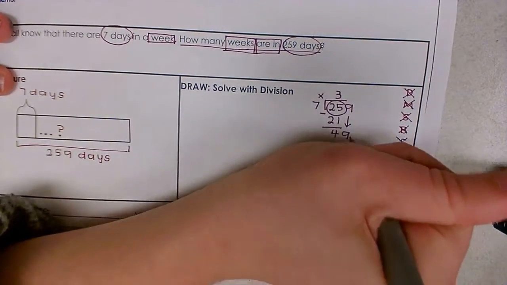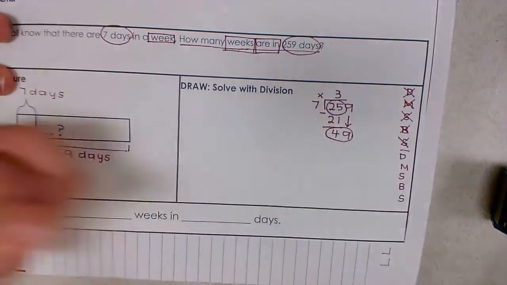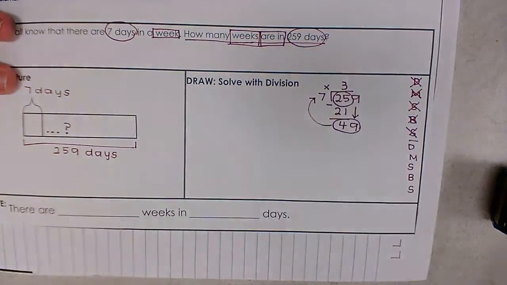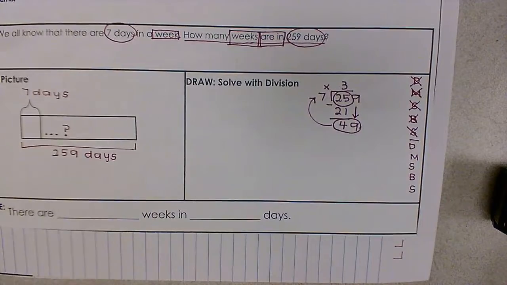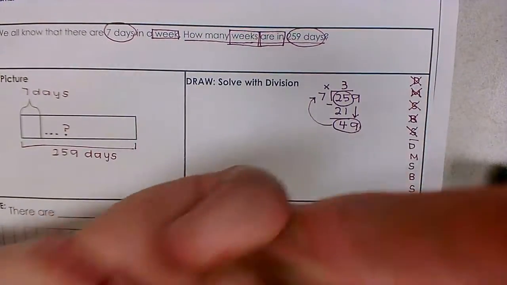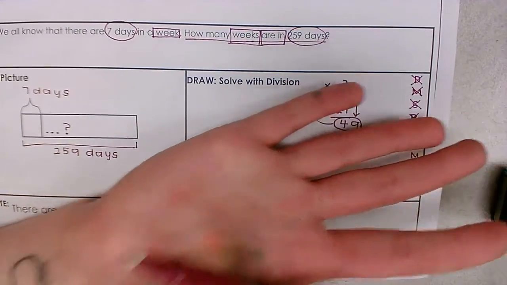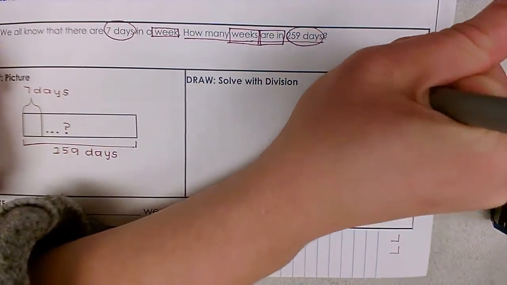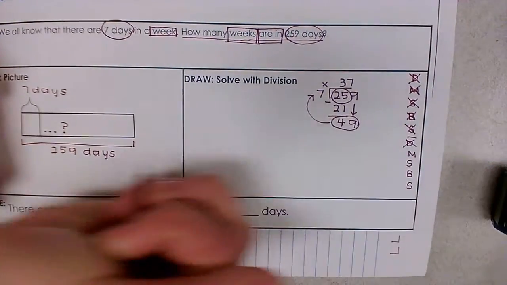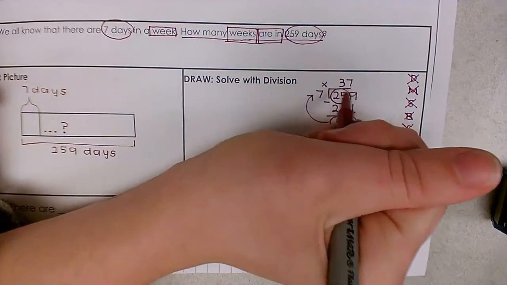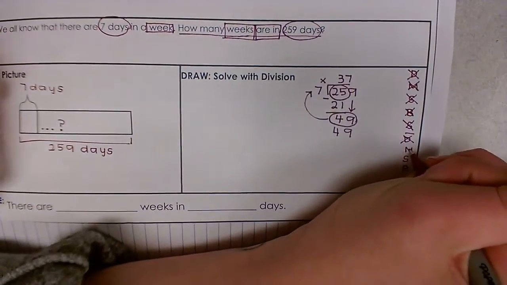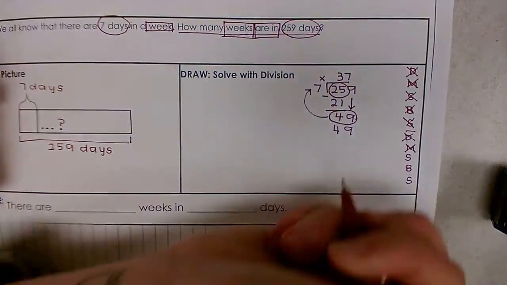When I start over, I circle my new number to divide. This time we're dividing 49 by 7. How many groups of 7 can I pull from 49? 7, 14, 21, 28, 35, 42, 49 is 7 groups. Multiply. 7 times 7 equals 49. Subtract.